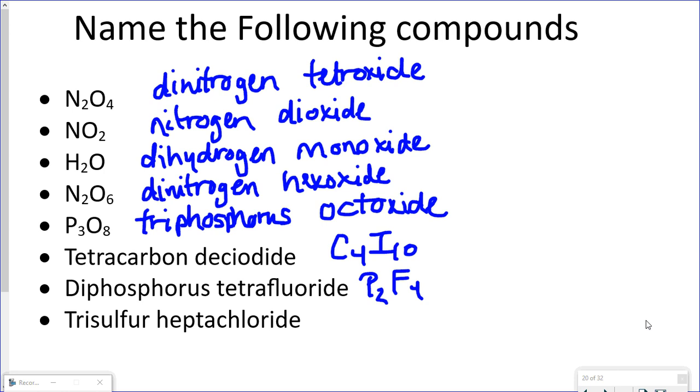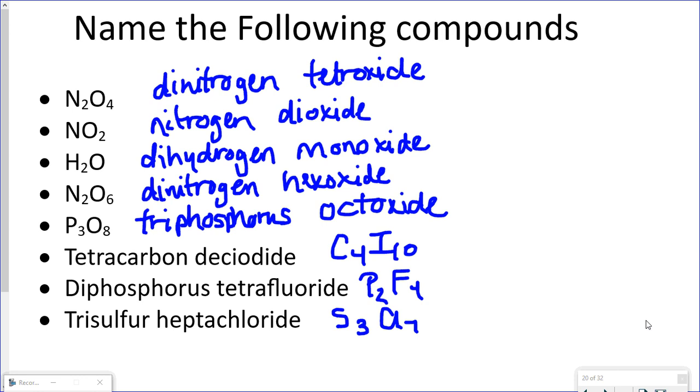And let's go down to the last example you tried on your own, the trisulfur heptachloride. So tri means 3, sulfur is S, so this will be S3. Heptachloride, so hepta is 7, chloride is Cl, so this will be Cl7. So make sure to try this in your homework practice as well.